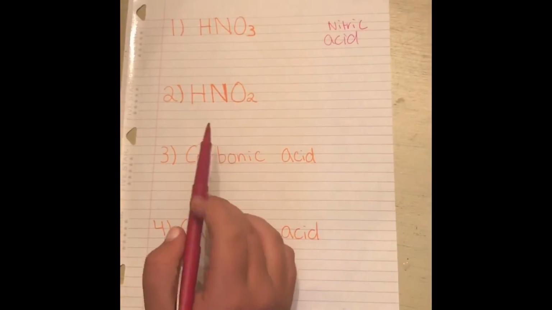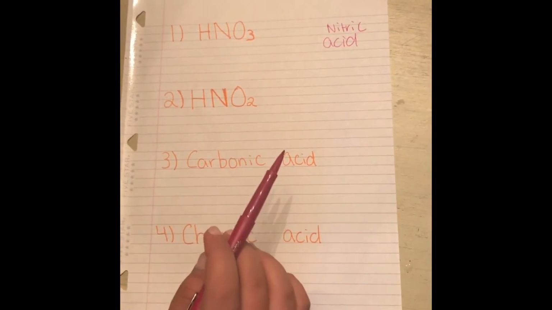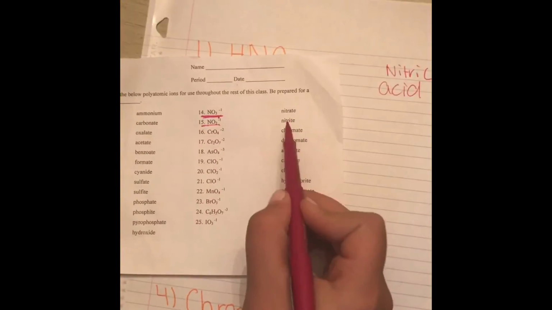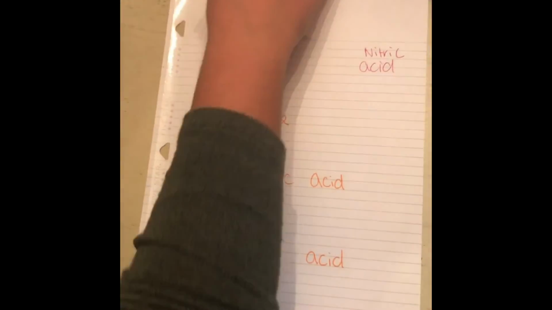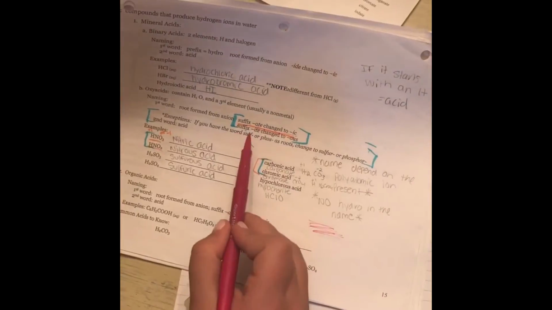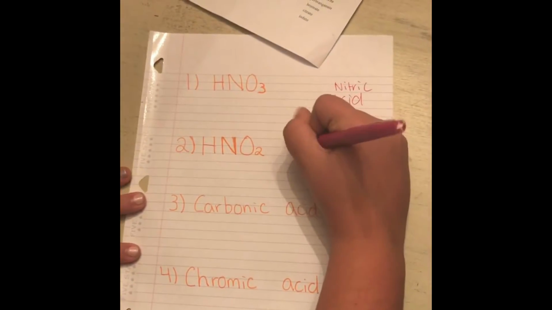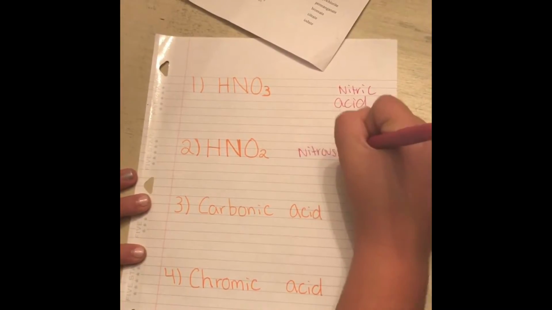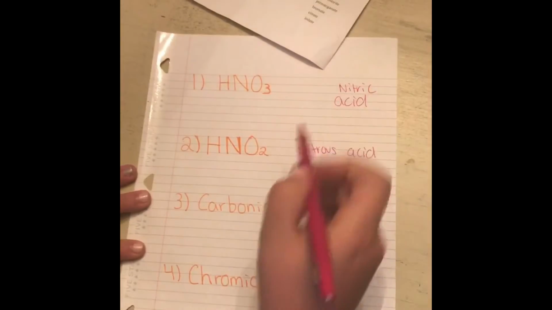And the next one, HNO2. You can look at your polyatomic ion sheet again, and NO2 is right here, and it's nitrite. And when you go back and look at the rules, ite to ous is the suffix rule, so it would be nitrous acid. And you don't add hydro in oxyacids.